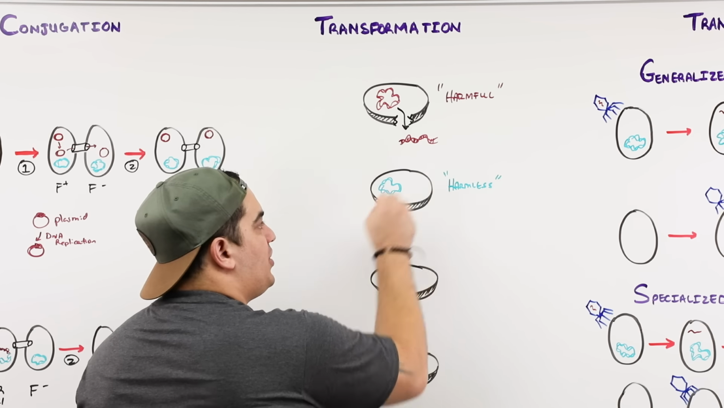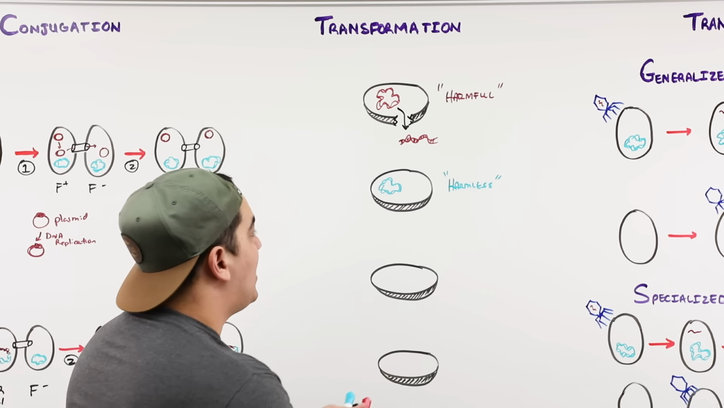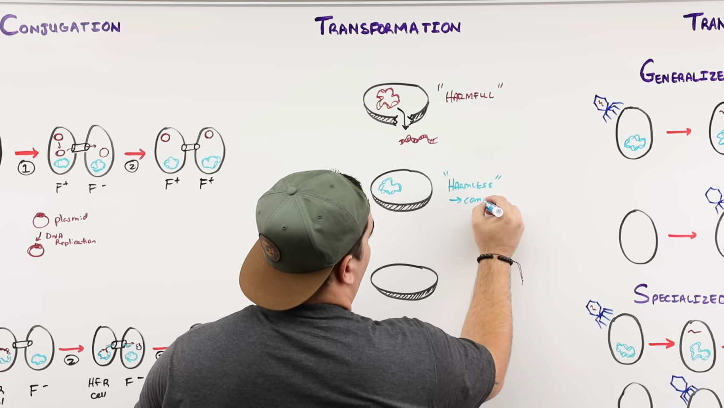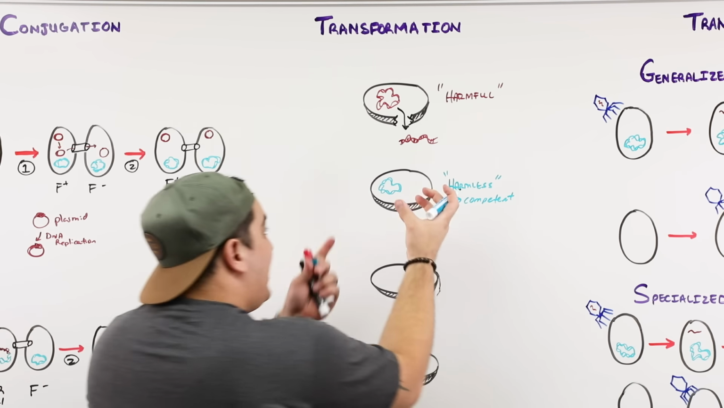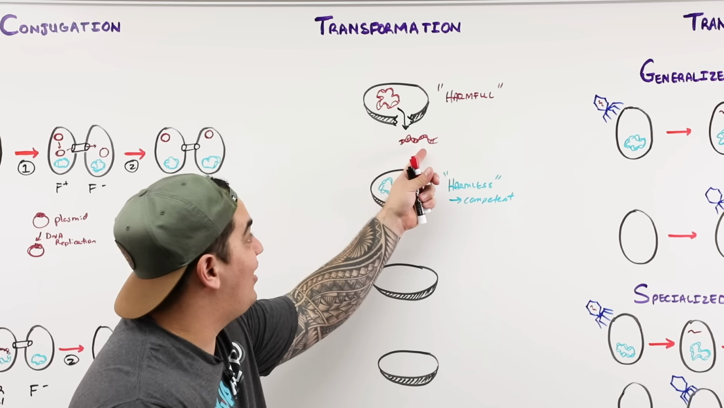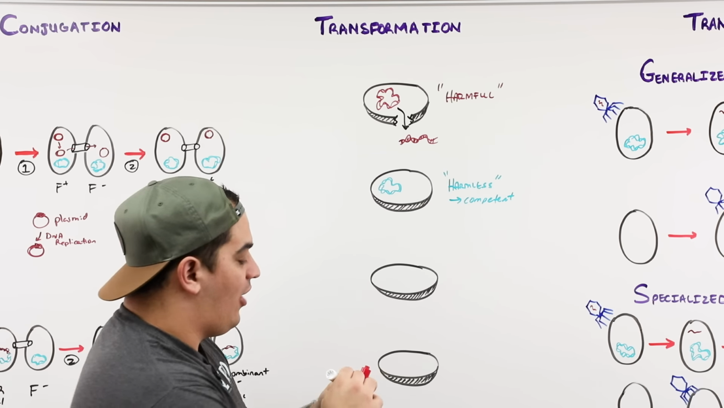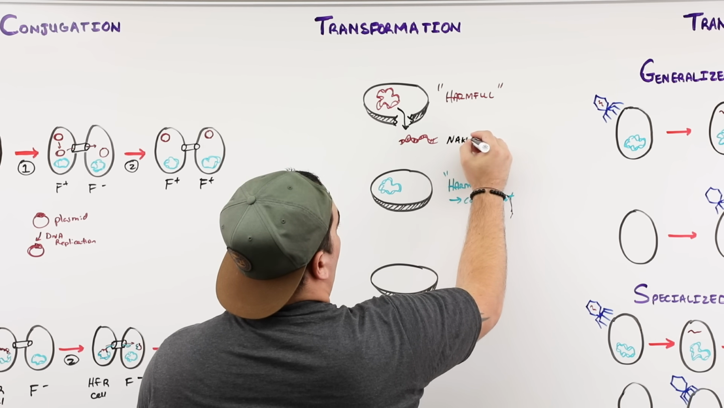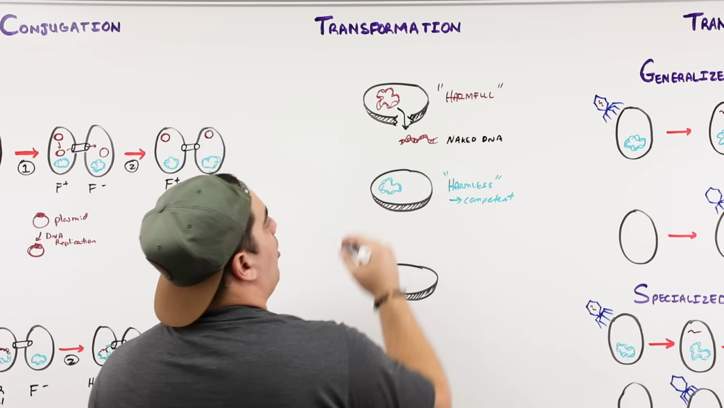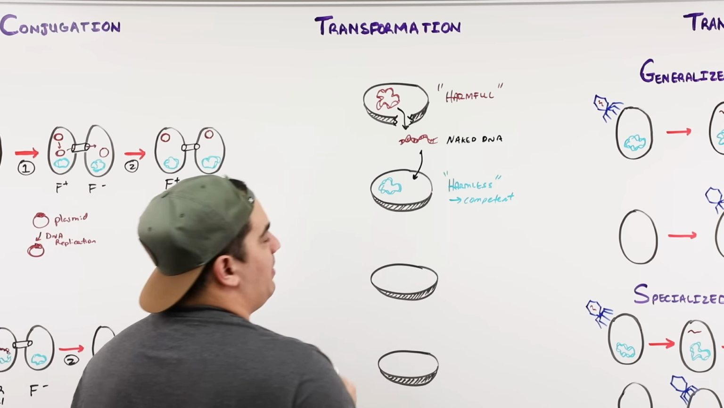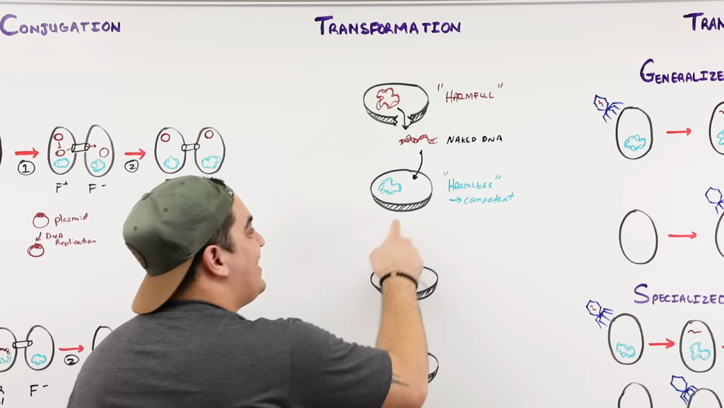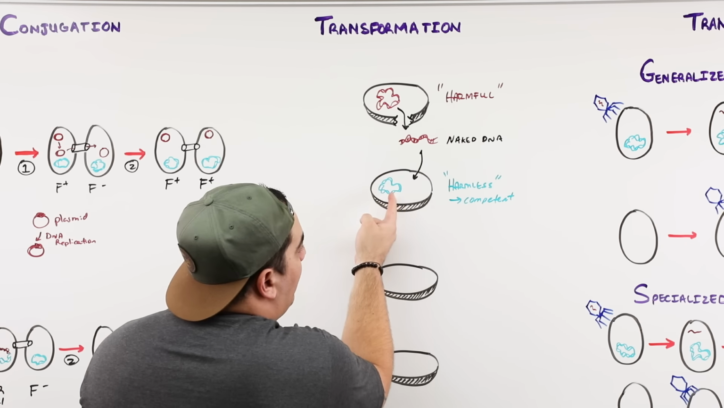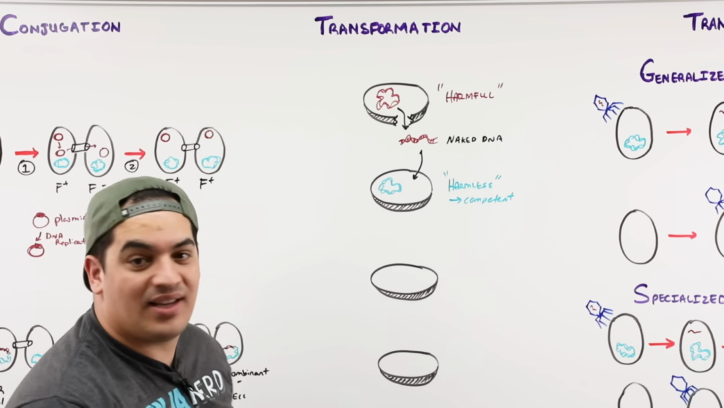This harmless bacteria, which is in close proximity, if it is competent, meaning it's capable of taking up extracellular DNA from another bacterial cell, it will then take up what we'll call the naked DNA from the harmful bacteria. It's going to get taken up into this bacterial cell, and parts of that naked DNA may be incorporated into the DNA of this other bacteria.